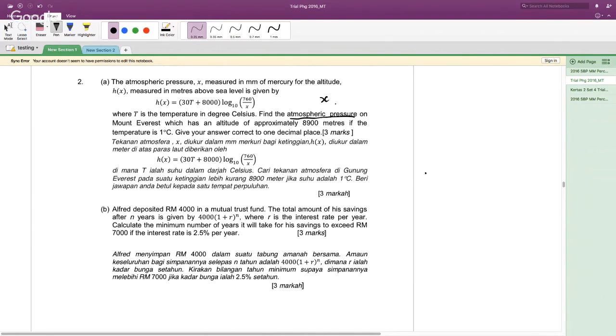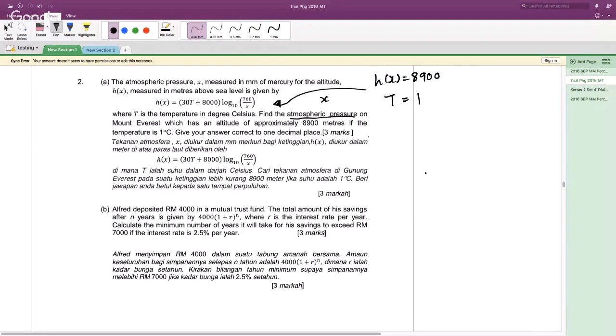The question asks you to find X on Mount Everest, which has an altitude of approximately 8900. So I know H(x) equals 8900. And if the temperature, I know T equals 1. Then give your answer in 3 decimal places. So I will just substitute everything into the equation, and then I find the value of X.